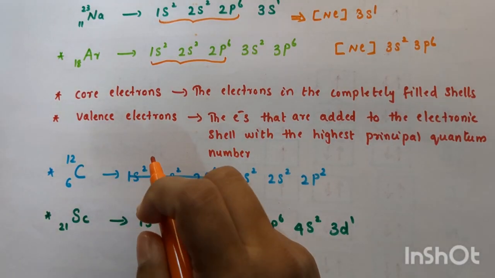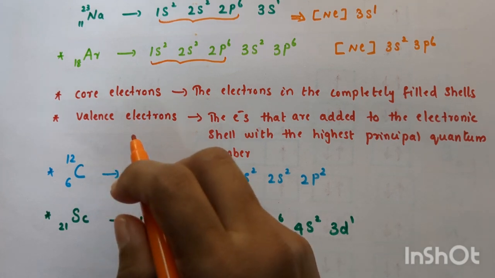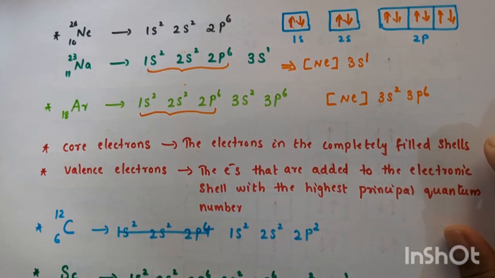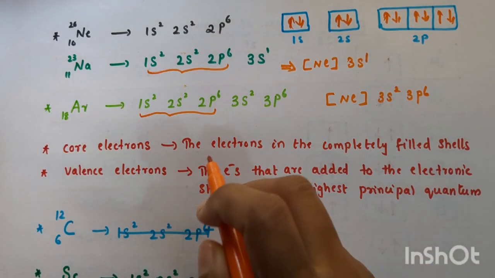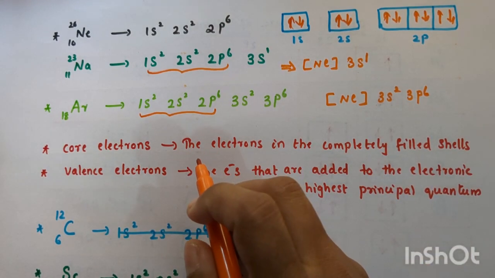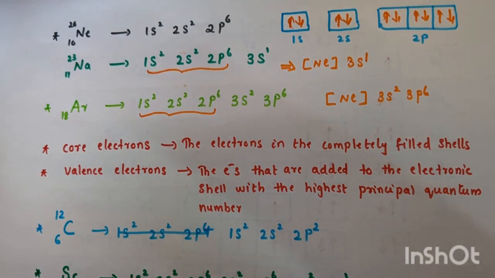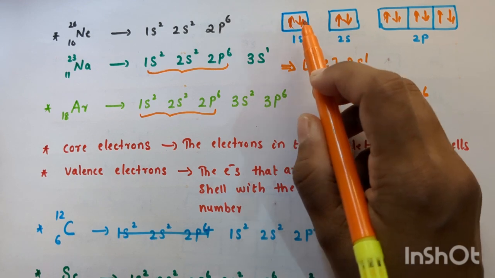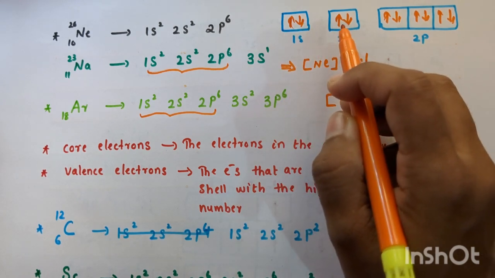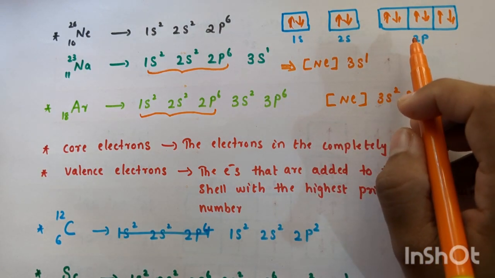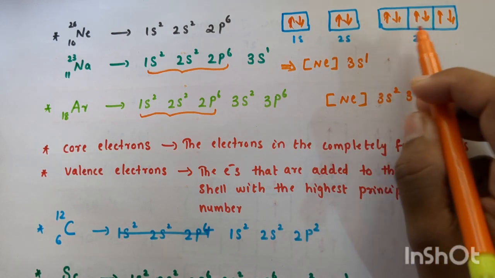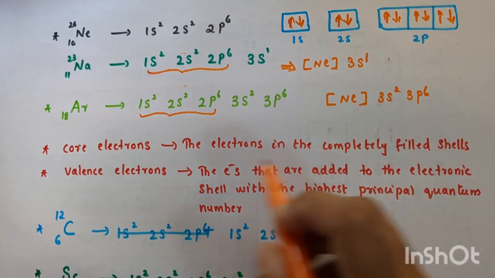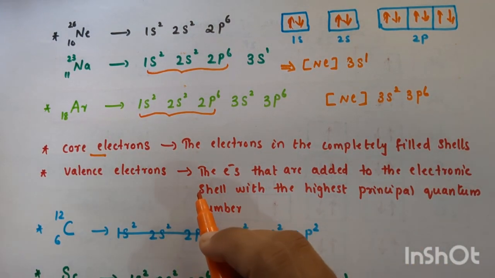Now you see the electrons in the completely filled shells are called core electrons. For the neon atom, all the shells are completely filled. See, the s subshell is filled because the maximum number of electrons possible for s is 2. This is also completely filled. And for the p subshell, the maximum number of electrons possible is 6 and it is also completely filled. So the electrons in neon are core electrons.